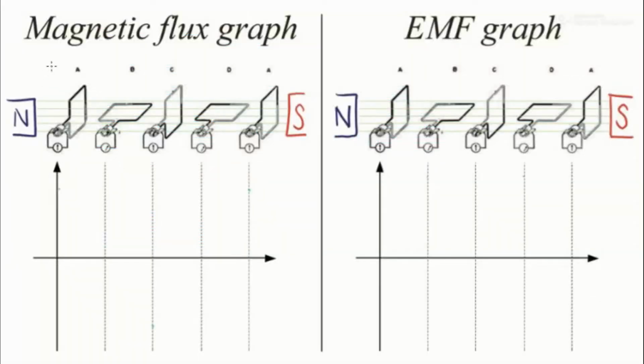Now we're going to look at how to draw a magnetic flux graph and an EMF graph for a DC generator. What we have here is just the different stages of a clockwise rotating coil within a magnetic field that's pointing in this direction.